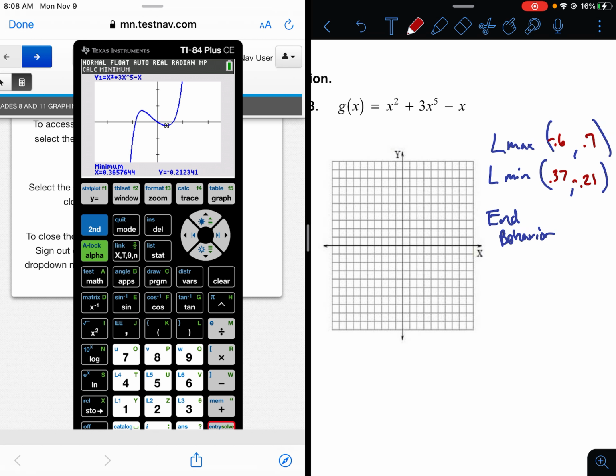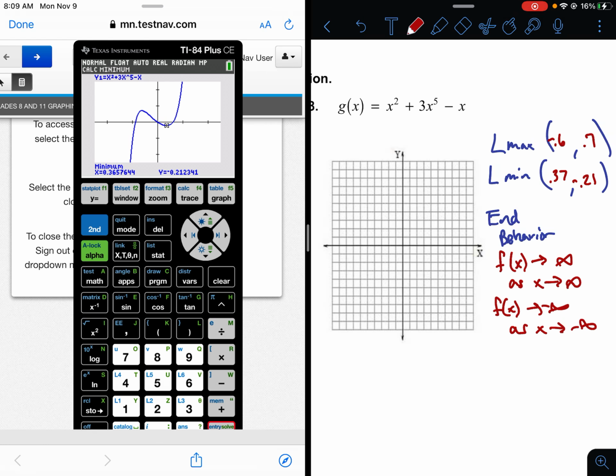So end behavior, this is similar to the other one. So f of x, I'm going to just write it here. Since it's going up, f of x will approach infinity as x approaches infinity. So it's going up as the graph's going right. And on the other side, f of x approaches negative infinity. So it goes down as x approaches negative infinity as well.